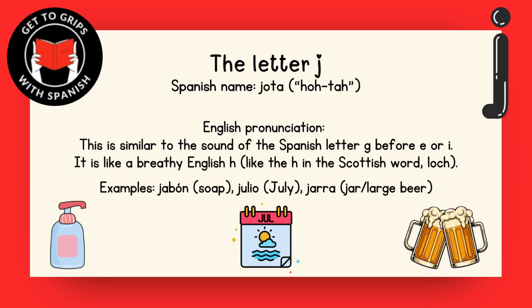The English pronunciation is similar to the sound of the Spanish letter G before E or I. It's like a breathy English H, like the H in the Scottish word loch. So examples are jabón, meaning soap, julio, meaning July, and jarra, meaning jar or large beer. So it's like a breathy English H. So jabón, julio, and jarra, and the name is Jota.